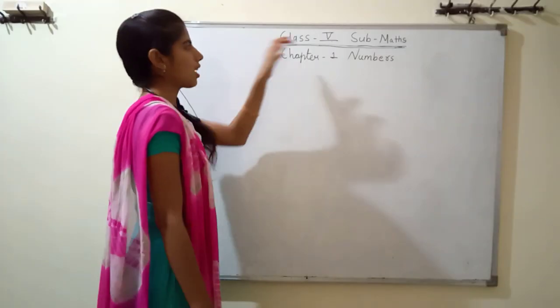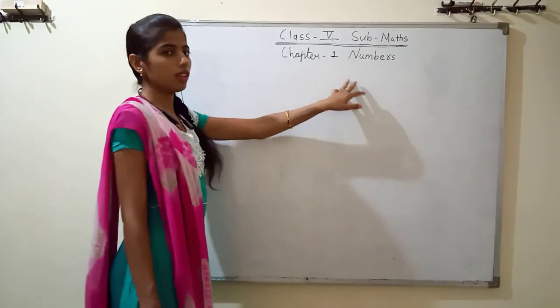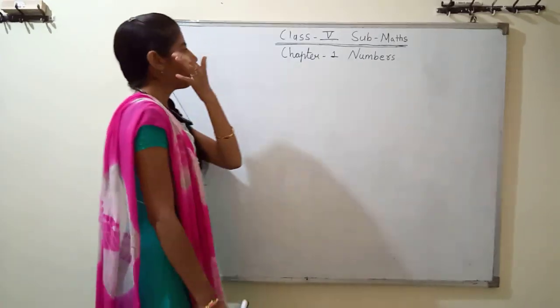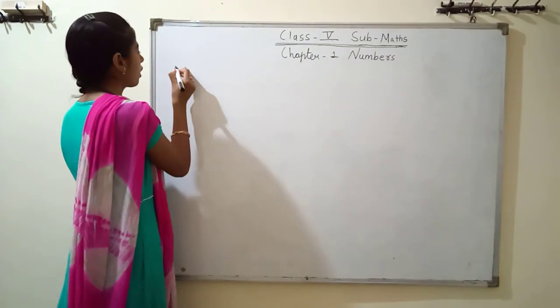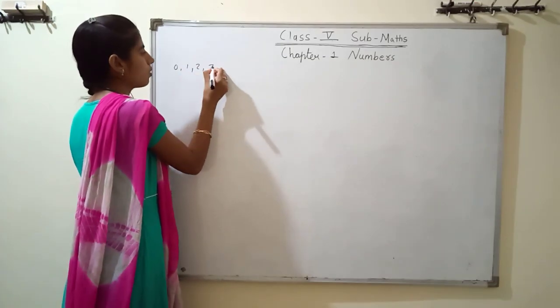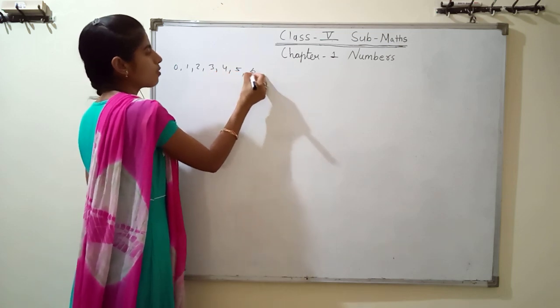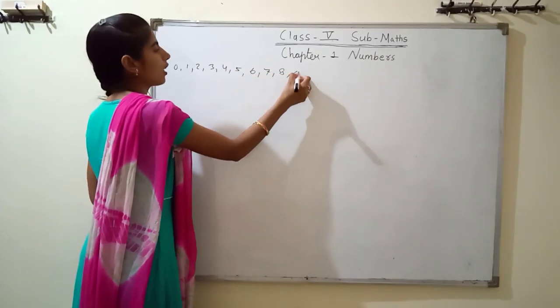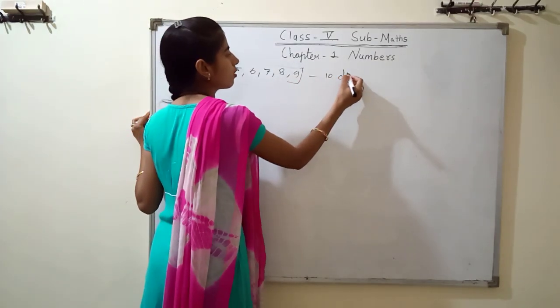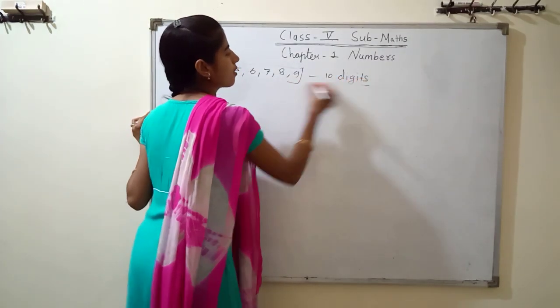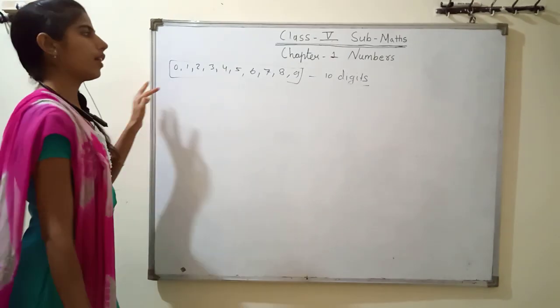Today we study class 5th, subject math, chapter number 1, numbers. Numbers means it is made by counting. Counting means counting starting from 0, 1, 2, 3, 4, 5, 6, 7, 8 and 9. There are only 10 digits. By these 10 digits we make any infinite number.